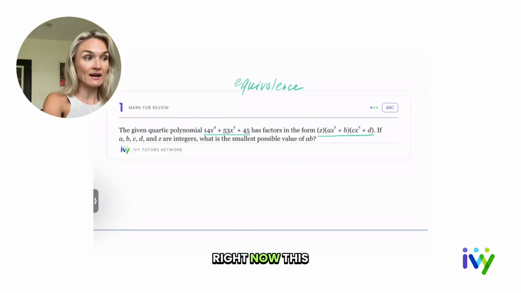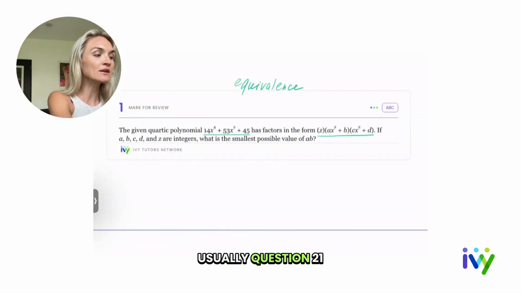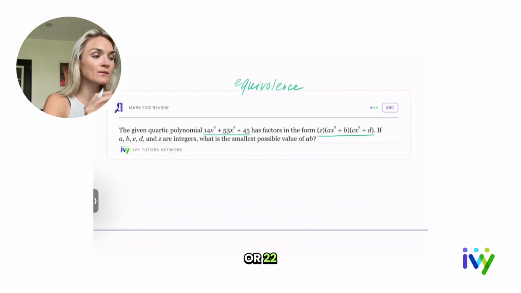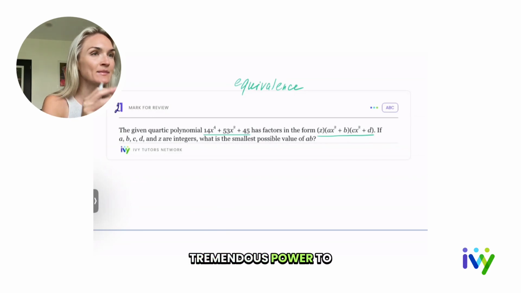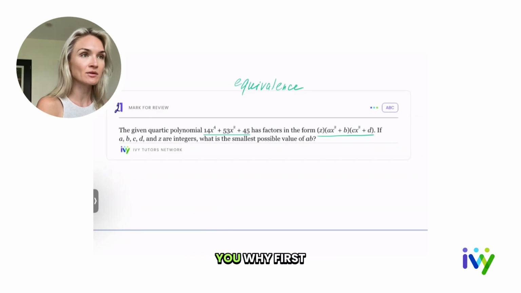And I know right now this is question 1 because this is the beginning of the class, but this is usually question 21 or 22, and it has tremendous power to discriminate between a student who's at 710 and at 780. Let me show you what.